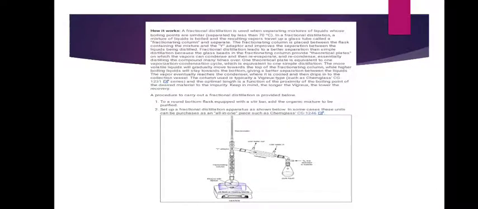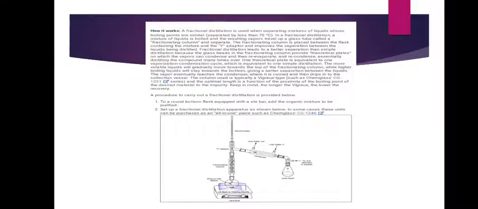One theoretical plate is equivalent to one vaporization. Liquids will stay towards the bottom, giving a better separation between the liquids. The vapor eventually reaches the condenser, where it is cooled and then drips into the collection vessel. The column used is typically Vigreux type, and the optimal length is a function of the proximity of the boiling point of the desired material to the impurity. Keep in mind, the larger the Vigreux, the lower the recovery.